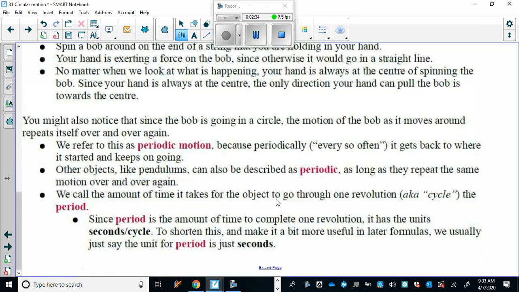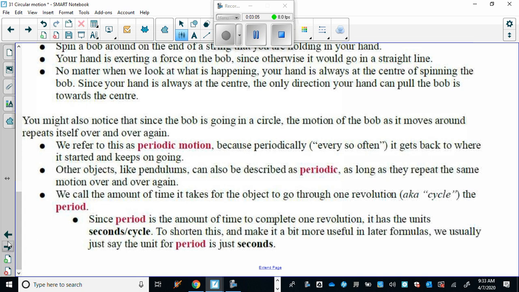Then we go over these concepts. Periodic motion. So periodic motion is something that happens on a repeating basis. So for example, the period of Earth's rotation is 24 hours. The period of Earth's revolution is 365 days. So the period is how long it takes to complete one cycle. A period is measured in seconds per cycle, which we just usually represent as seconds.